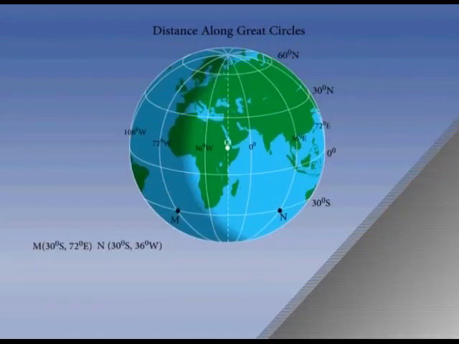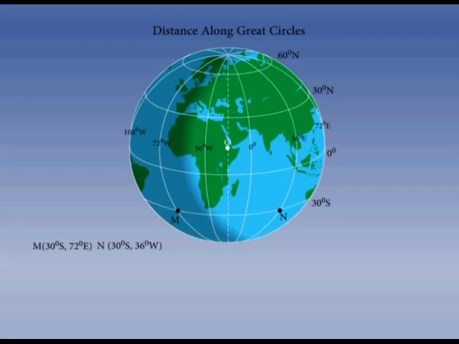For example, find the distance MN. M is 30 degrees south, 72 degrees east, and N is 30 degrees south, 36 degrees west. Angular distance is the sum of the angles, 72 plus 36, giving us 108.